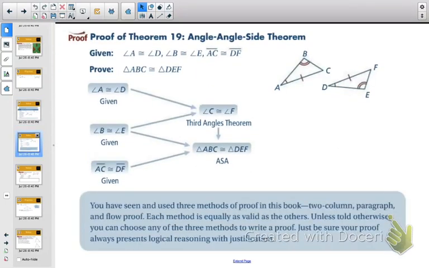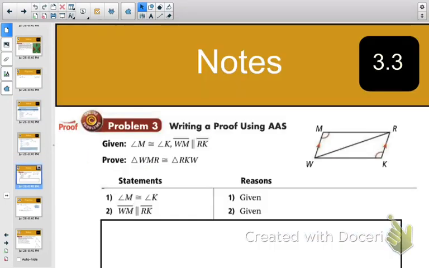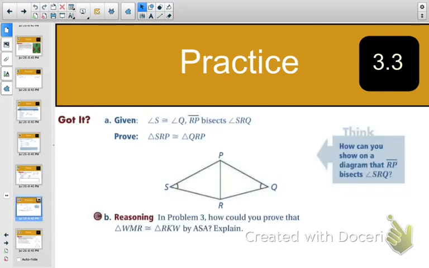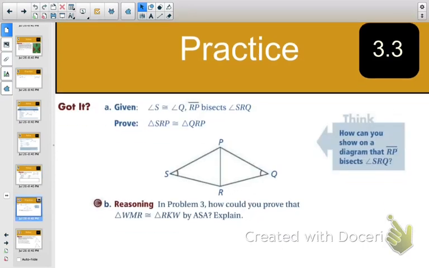Okay, we'll skip over this proof now, and that one. Okay, so next, this problem, let's look at A here. It says your given information is that S is congruent to Q, which is actually drawn on the picture. S and Q are congruent like this. They both have one arc. And RP bisects angle SRQ.